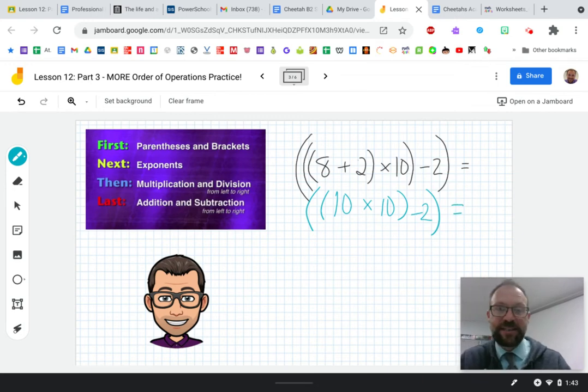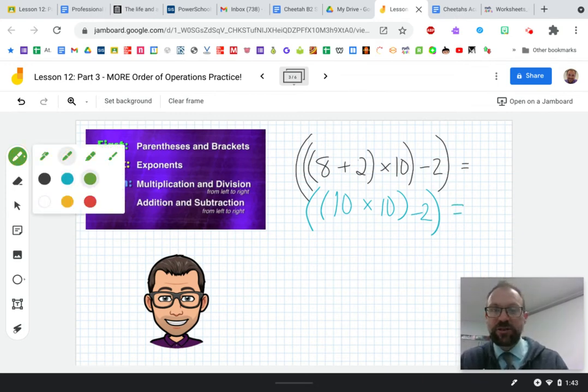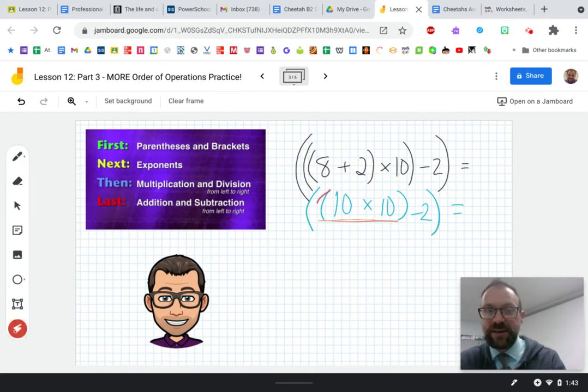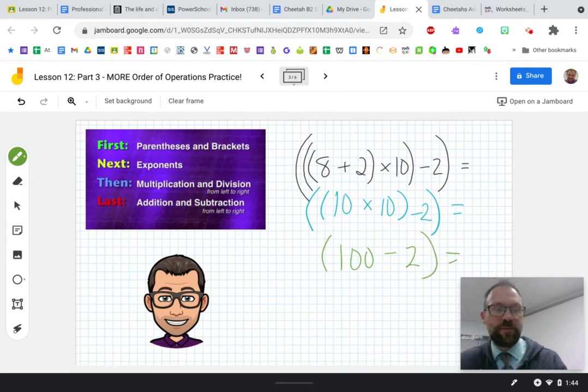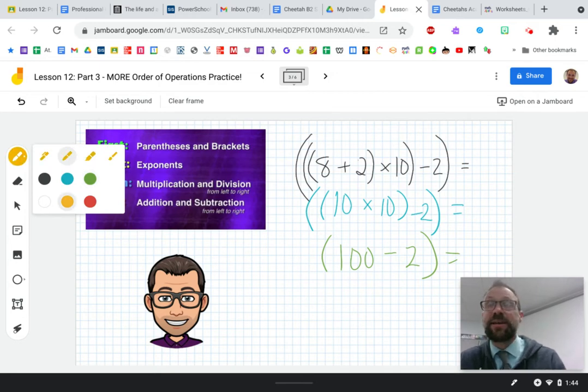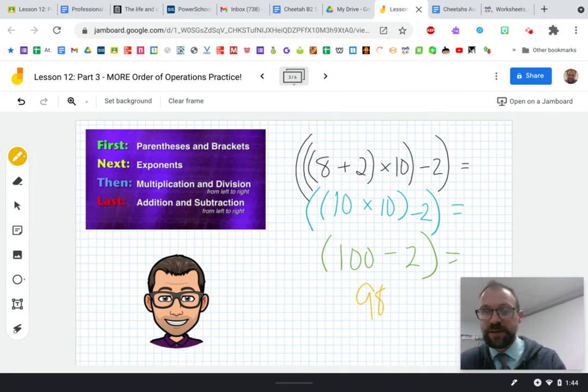All right. So our next step is going to be to solve the inside set of parentheses again. And that is the 10 times 10. This set of parentheses is inside of this set. So 10 times 10, like we said before, is 100. And now we have to add the minus 2 in the final set of parentheses. And we know what 100 minus 2 is. Let's see, that's 99, 98. So 8 plus 2 times 10 minus 2 is 98. There you go. Let's try one more together.